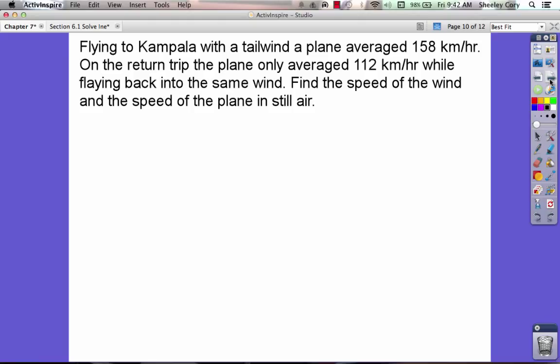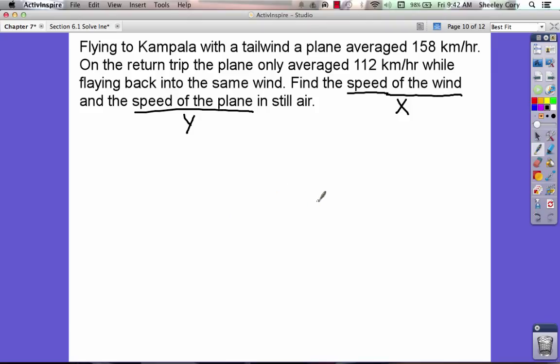So it asks us to find the speed of the wind and the speed of the plane. So speed of the wind, speed of the plane. These are our two things that we're trying to find here. I'm going to represent the speed of the wind as x, and I'm going to represent the speed of the plane as y.